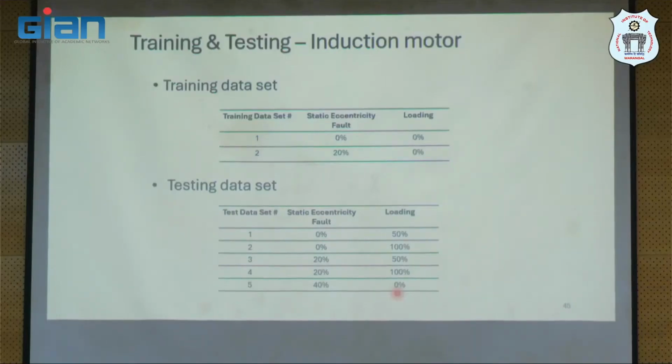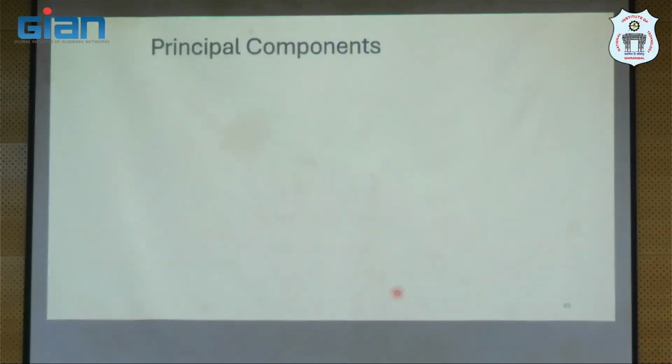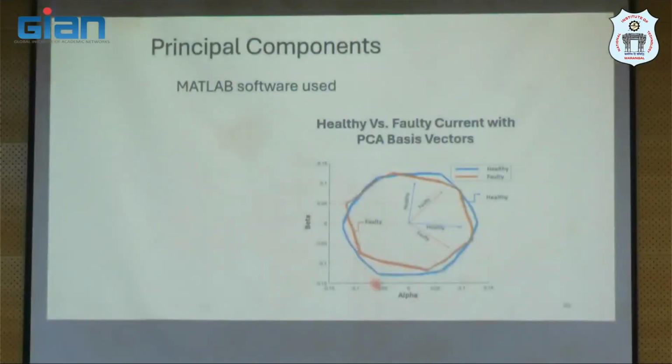For each of these raw data, I extracted line currents, calculated I alpha, I beta, centered them, and performed principal component analysis. I used MATLAB to generate my principal components. If we plot I alpha versus I beta, you will see a circular plot. Ideally it should be a perfect circle for a sinusoidal current. But because of the harmonics, you will see a somewhat distorted blue colored circle.